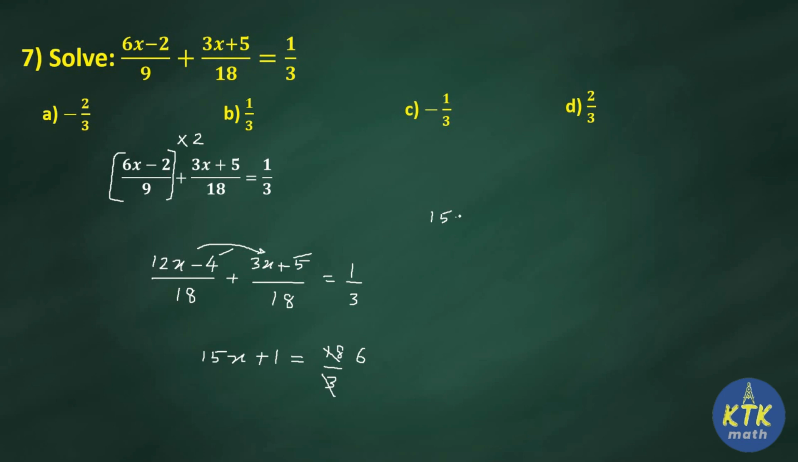15x plus 1 is equal to 6. So start solving easily. 15x is equal to 6 minus 1. So 15x is equal to 5. So x is equal to 5 by 15.